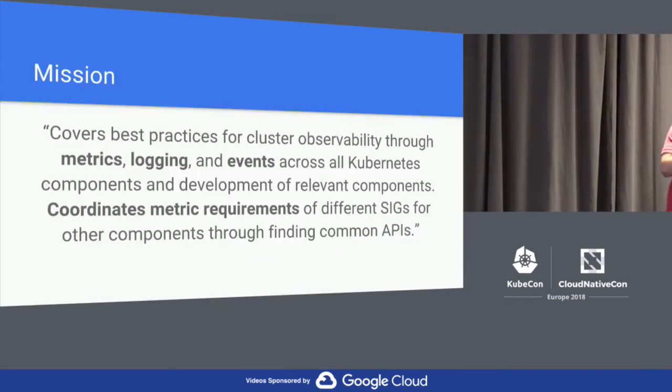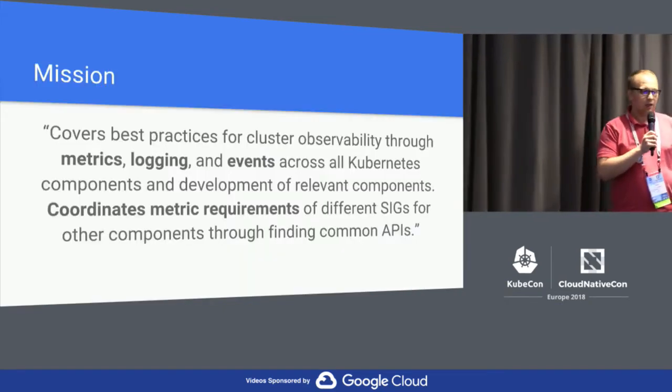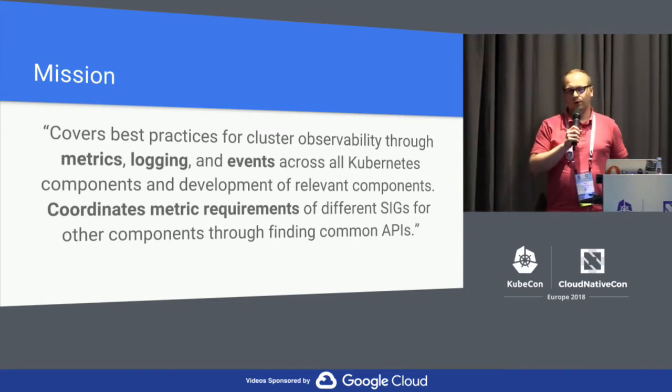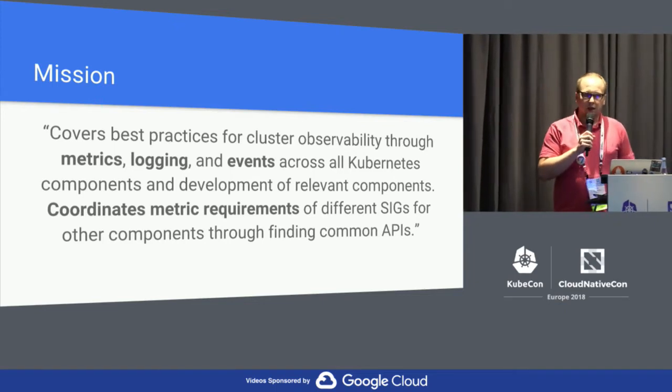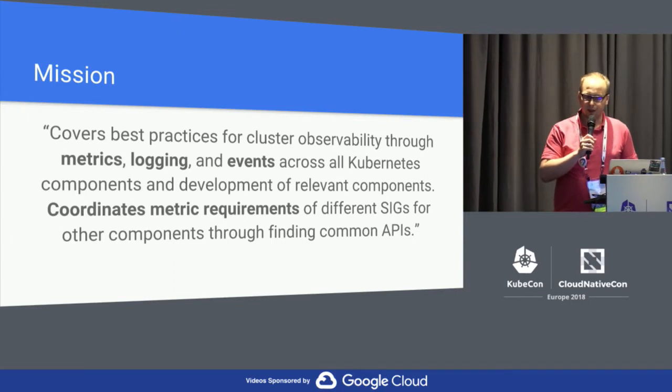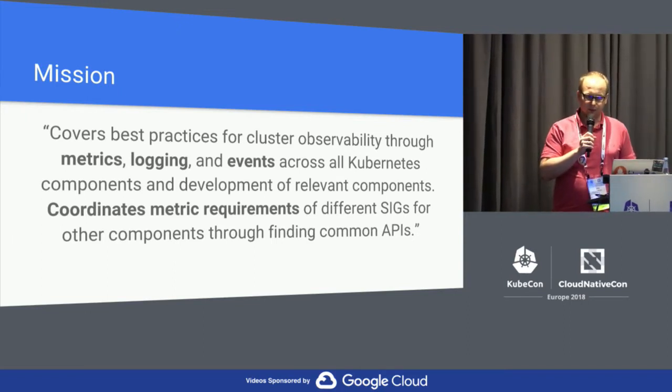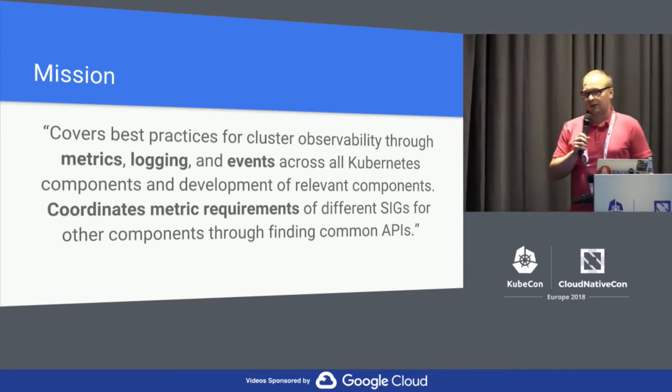Okay. So what is our mission as a SIG? This is a quote from our proposal when we created this SIG. It covers best practices for cluster observability through metrics, logging, and events across all Kubernetes components and development of relevant components. We also coordinate metric requirements of different SIGs for other components through finding common APIs. So basically, this is metrics, logs, events, and best practices for monitoring in general.